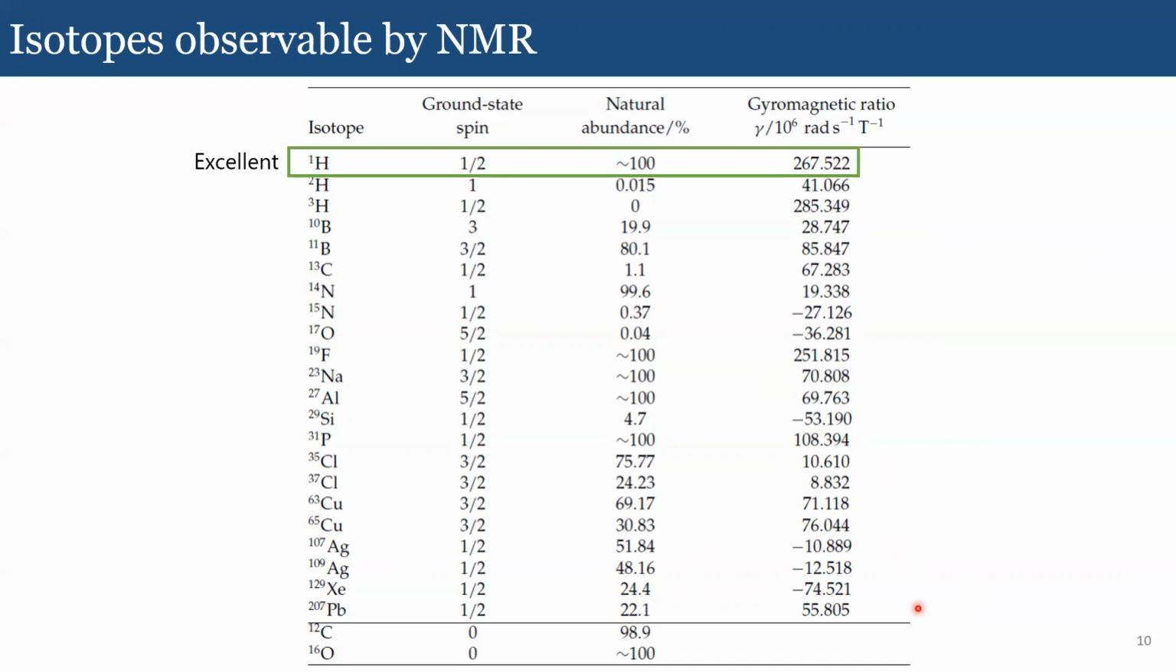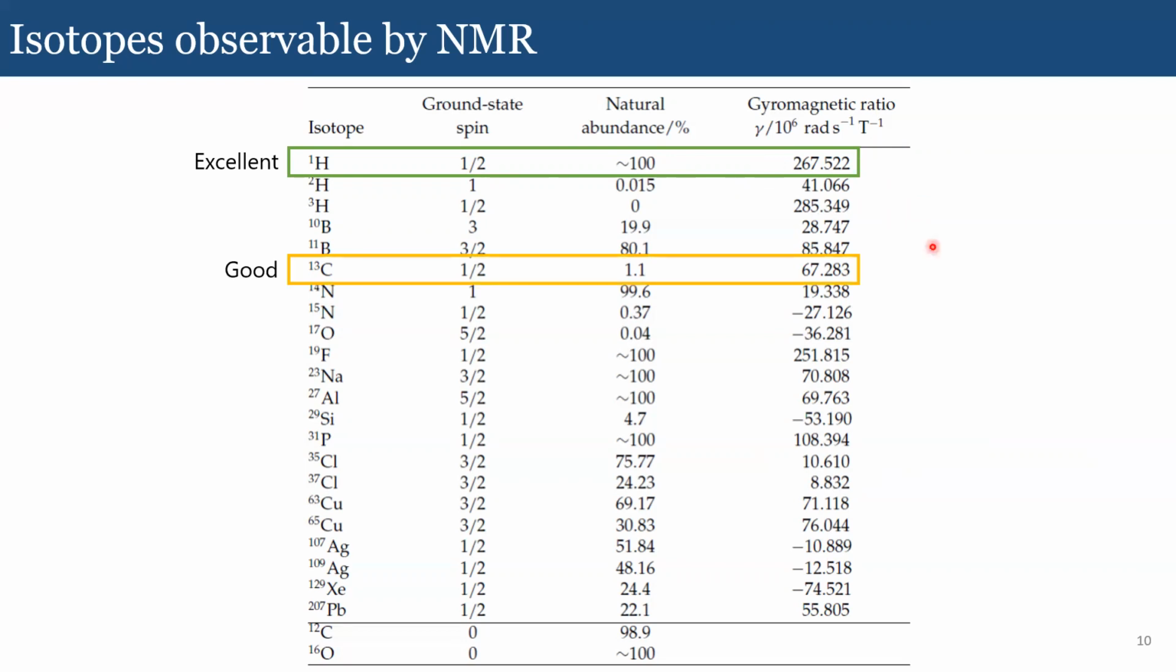So here I'm taking a few examples. The first one is, again, proton. And from now on, I'm pretty sure you have a very good idea that NMR of proton is popular because it's pretty much the most favored nuclei. It's a spin half, almost 100% abundant, and one of the highest gyromagnetic ratios you can get.